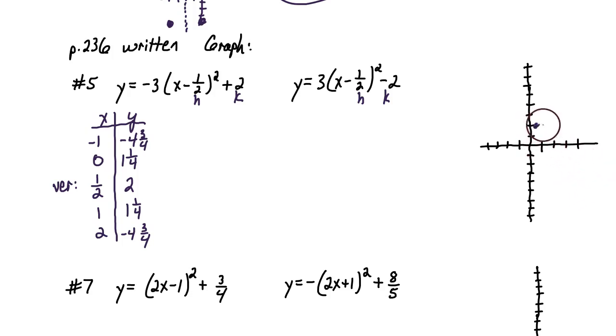(1/2, 2) is here. (0, 1 1/4) is here. (1, 1 1/4) is here. And (-1, -4 3/4) is down here. (2, -4 3/4) is down here. And graph in the branches.